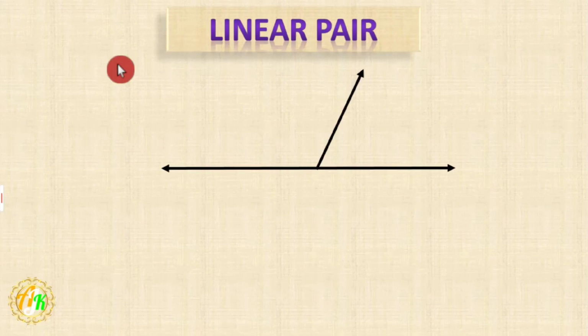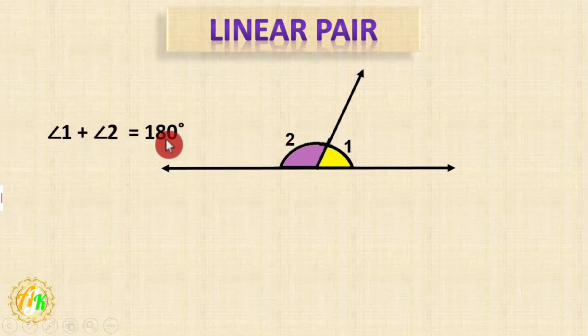Now linear pair. Linear pair is defined as a pair of adjacent angles whose sum is 180 degree. Angle 1 and angle 2 are a linear pair as they are on the same side of a straight line. Their sum is 180 degree. Angle 1 plus angle 2 is equal to 180 degree.